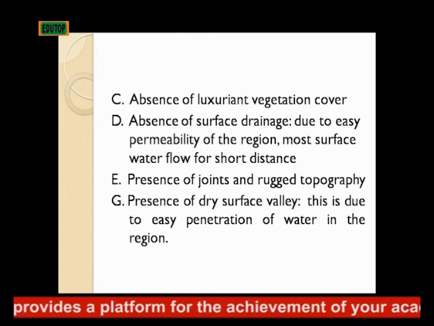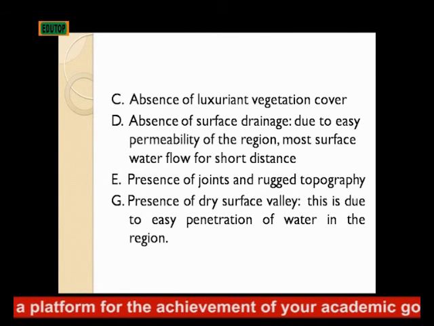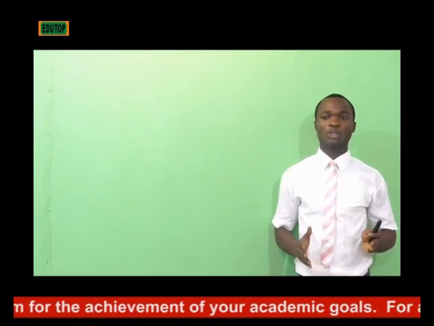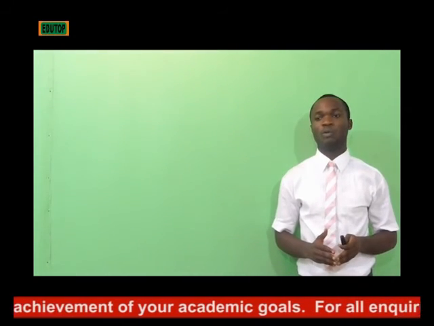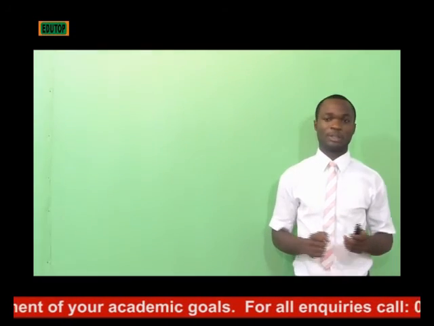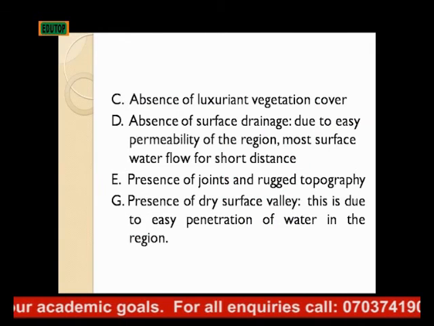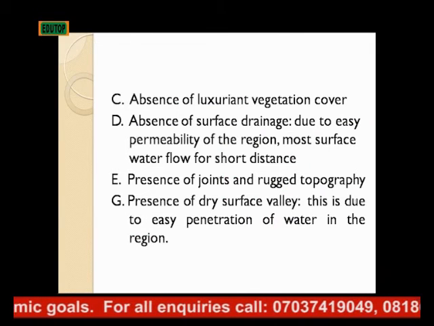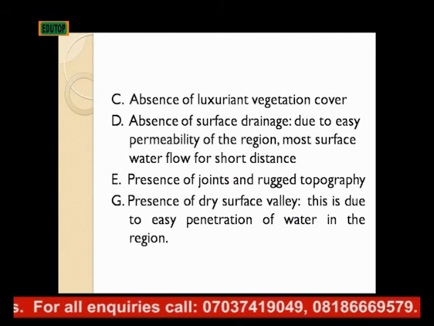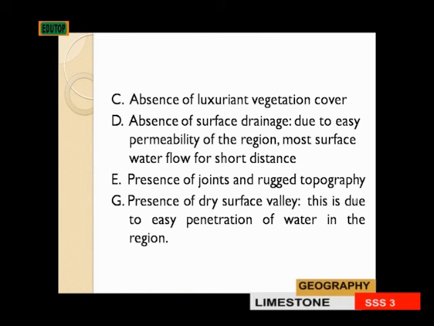Now, due to the easy permeability of the region, most surface water flows for short distances. Now, there is presence of joints and rugged topography. Also, there is presence of dry surface valleys, and this is due to the penetration of water in the region.